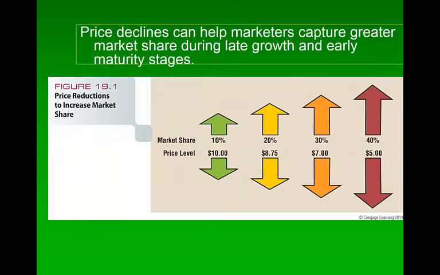This slide shows the basic concept of supply and demand. When the price is high, in this example $10, the market share is only 10%. When the price is low, as with penetration pricing, more of the market share is captured. So at $5, 40% market share is obtained.